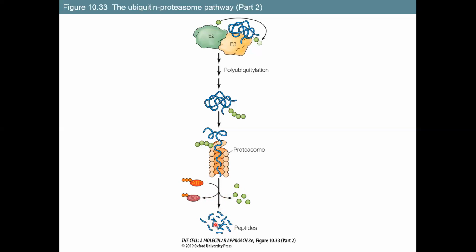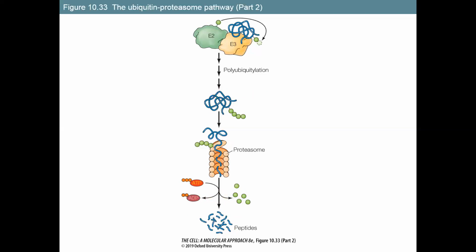Once we have these peptides, we can further break those peptides down with proteases that are just present in the cytoplasm. Those proteases can't break down this big protein because it's too tightly folded. So unraveling it is part of what the proteasome does.